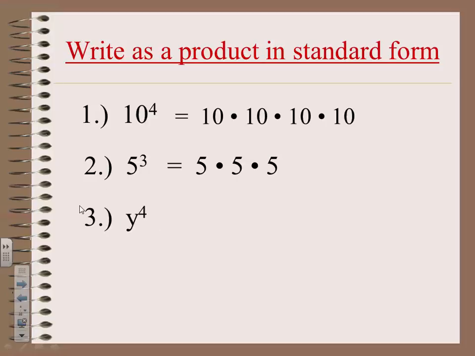All right, the next one says y to the power of 4 or y to the 4th power. Well, what was y called? X, Y, Z, A, B, C. They're called variables. Let's remember that. Variables are the letters that we use in math. So y to the power of 4, does that change anything? Go ahead and write down what you think y to the power of 4 is going to look like written out.